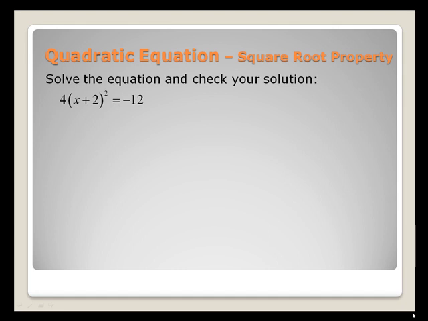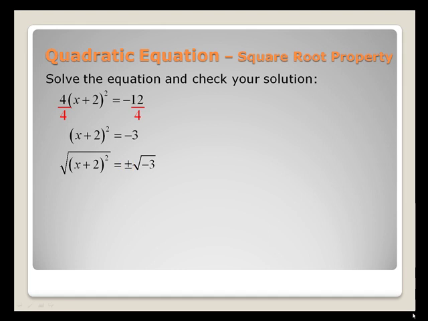Now, before we take the square root of both sides, we probably want to get this set of parentheses by itself. In other words, I want to divide both sides by 4. Dividing both sides by 4 gives me (x plus 2) squared equals negative 3. Our next goal is to get rid of that exponent of 2. The opposite of squaring something is taking the square root. So we're going to take the square root of both sides, making sure to use a plus or minus sign in front of the square root of negative 3.